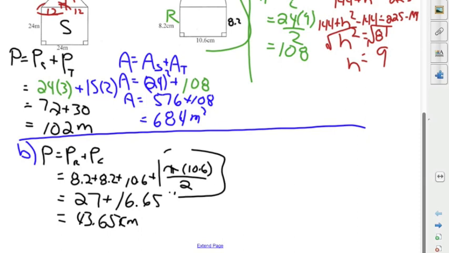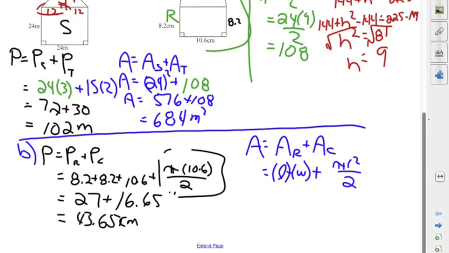Okay. So area, same thing, just apply area formulas. So area is equal to the area of a rectangle plus the area of a circle. Area of a rectangle is length times width, plus area of a circle is pi r squared, but this one will have half a circle, so we want to divide that by 2.